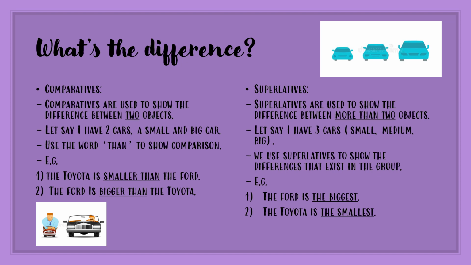Superlatives are used to show the difference between more than two objects. Let's say I have three cars: small, medium, big. We use superlatives to show the differences that exist in the group. For example, the Ford is the biggest. The Toyota is the smallest.